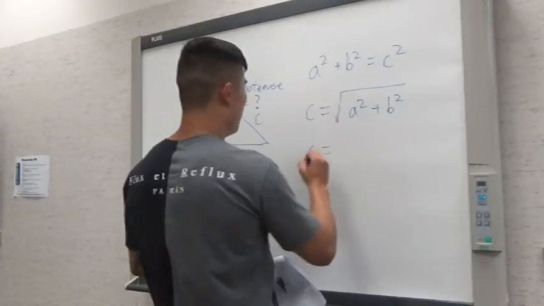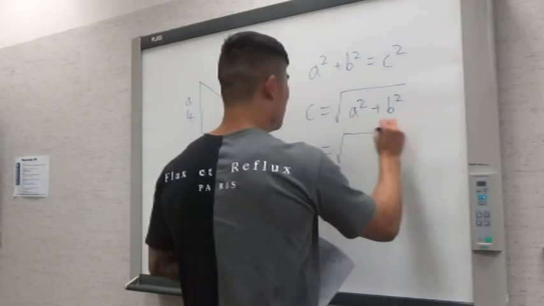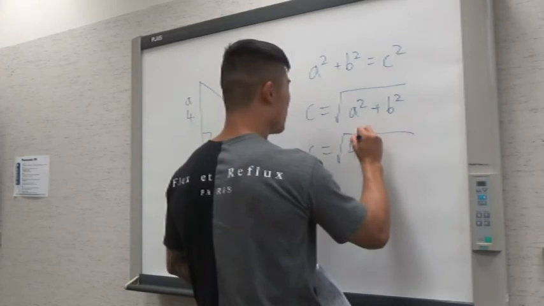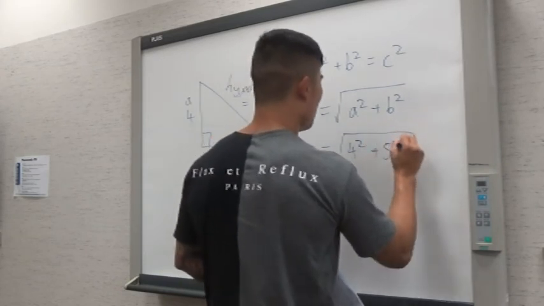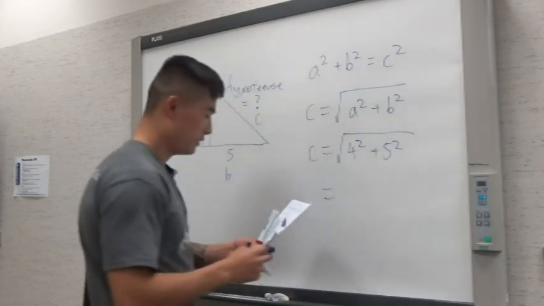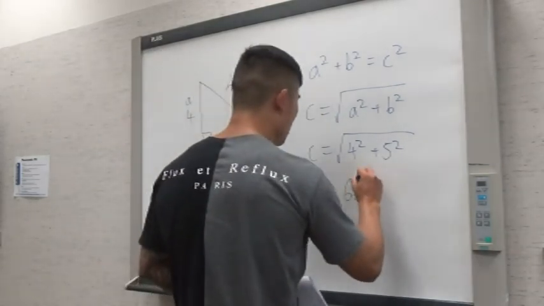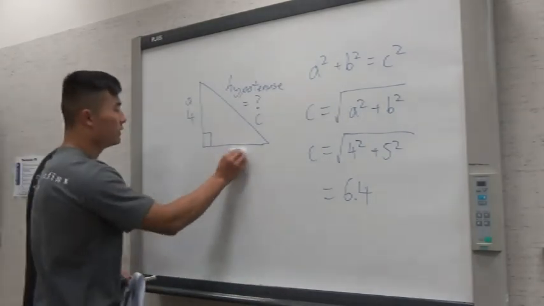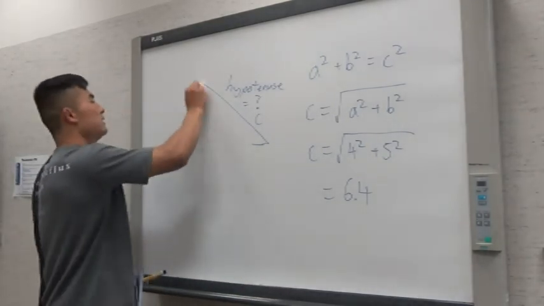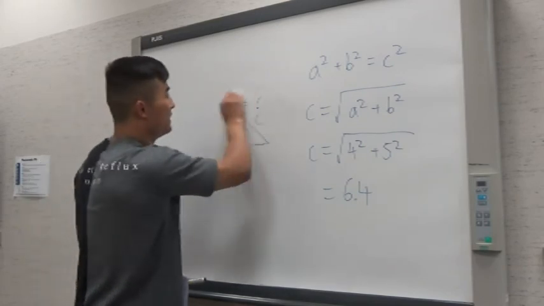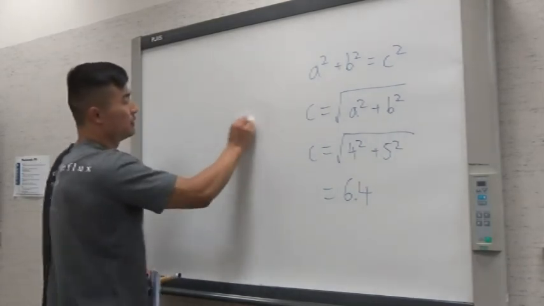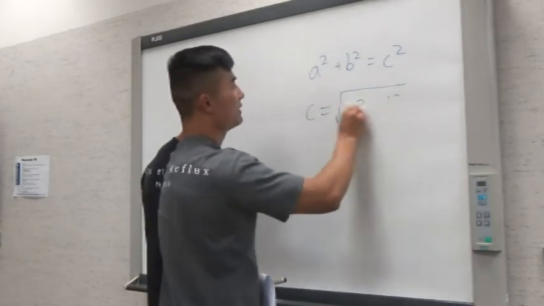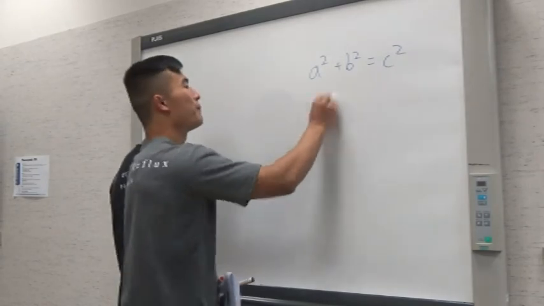So then c, the length of our hypotenuse, is going to be equal to the square root of 4 squared plus 5 squared. So if you put that in your calculator, you should get an answer of 6.4. So pretty simple. If you've been given the length of two sides of a right angle triangle, that's going to be how you calculate the length of the hypotenuse using Pythagoras' theorem.